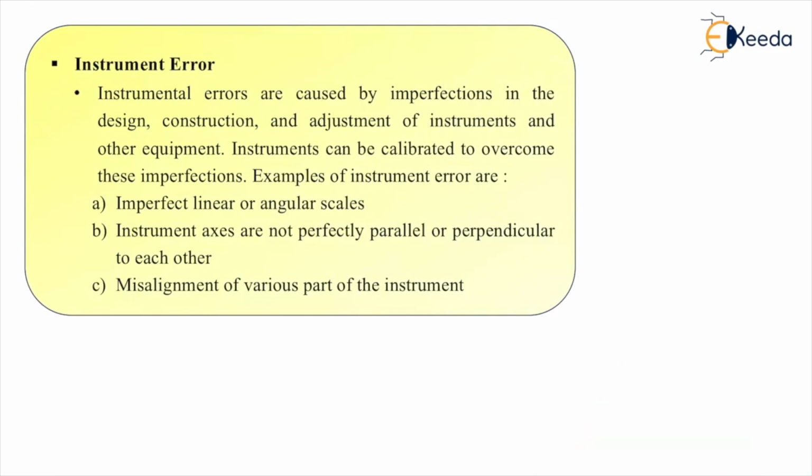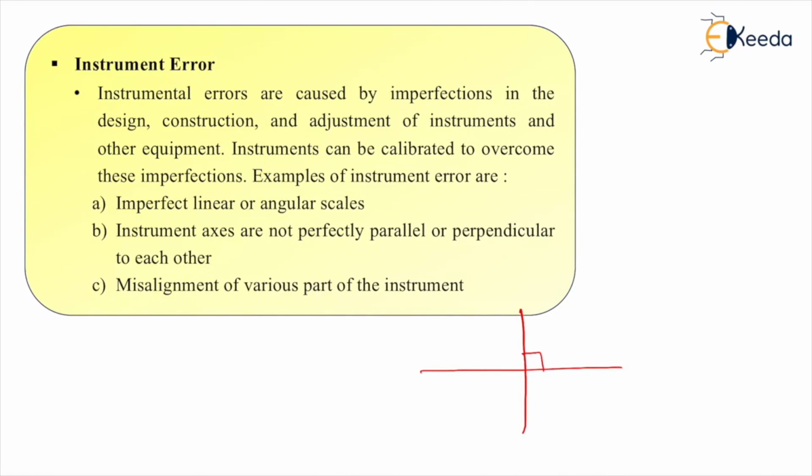Then instrument axes are not perfectly parallel or perpendicular. Simple example, the horizontal axis and vertical axis should be perpendicular to each other. But while designing or constructing the instrument, these are not kept properly perpendicular. Then there will be an error if we calculate angle or linear measurement by using such a faulty instrument.